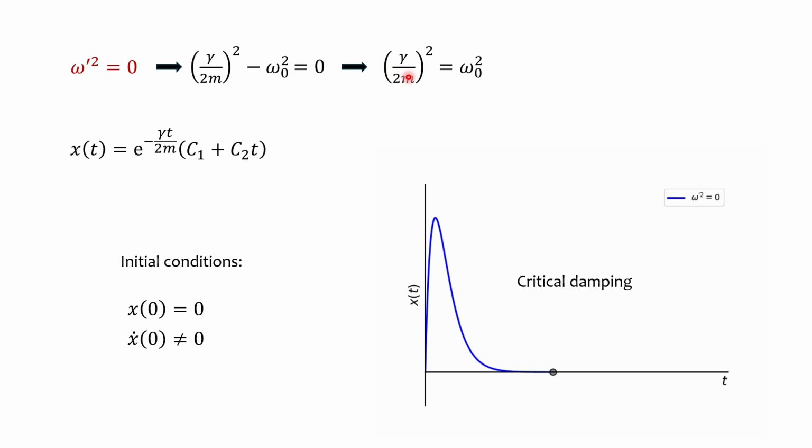When the damping is weaker than this critical value, the nature of solution changes again, and some oscillations will appear. This is the third and final case. The last case occurs when the expression under the square root is negative, or equivalently written as omega prime squared is lower than 0. This happens when gamma over 2 times mass is lower than natural frequency. Loosely speaking, when the damping is weak enough.